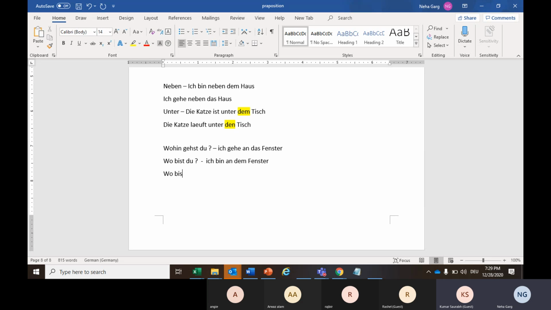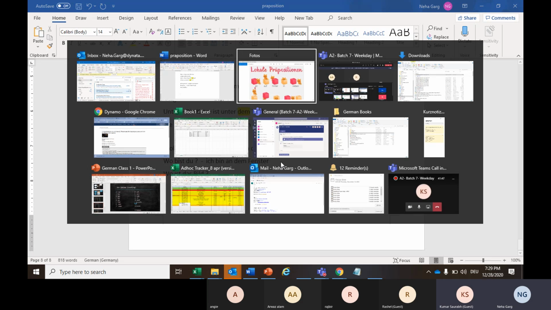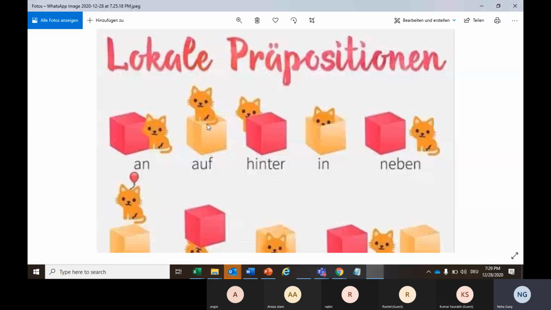Or for example, wo ist das Bild? Like this example I gave already. If you're hanging something at the wall, a mirror or a photo, you won't be using auf, because auf is on top of something, but this is not on top of, this is adjacent to. So that is the basic difference between an and auf. Both mean on or at, but the position is different.